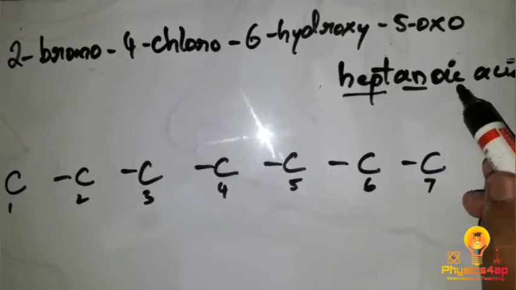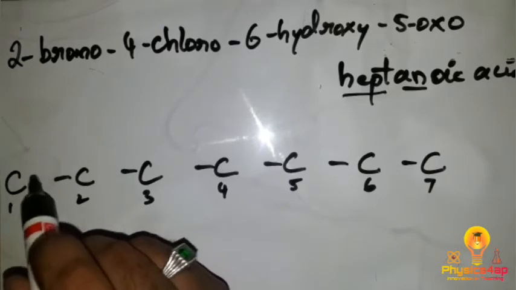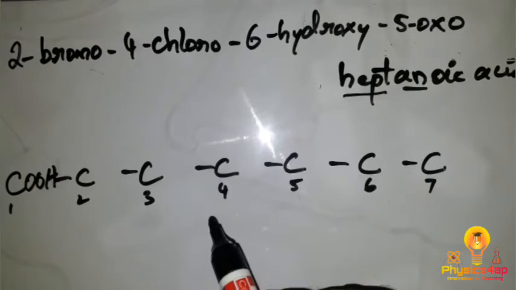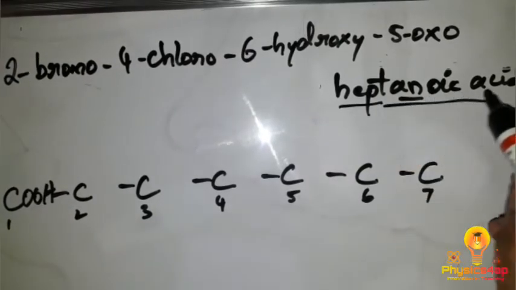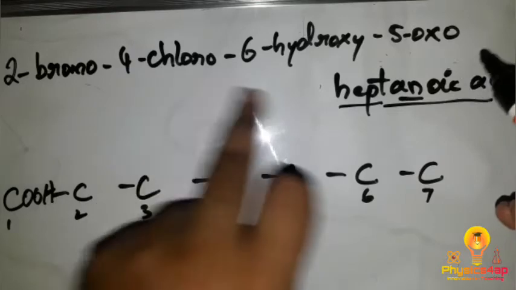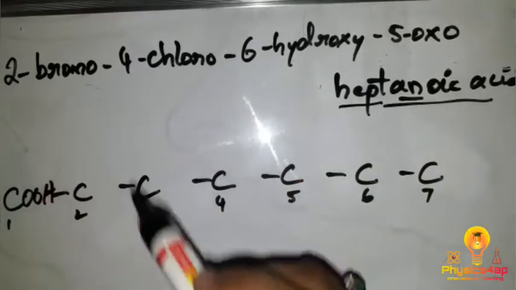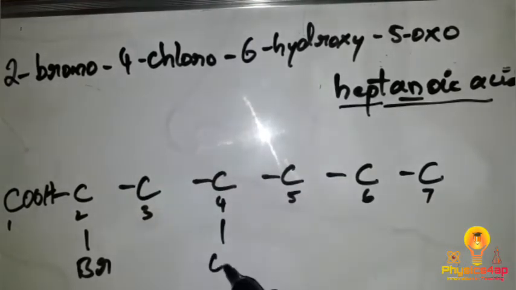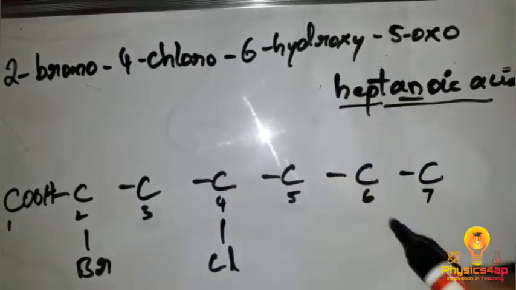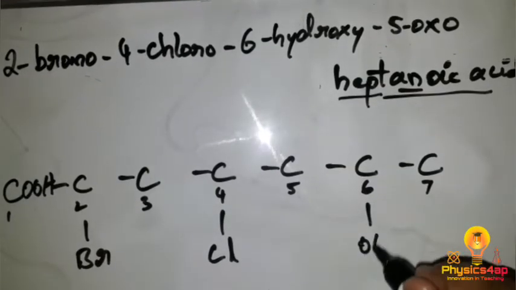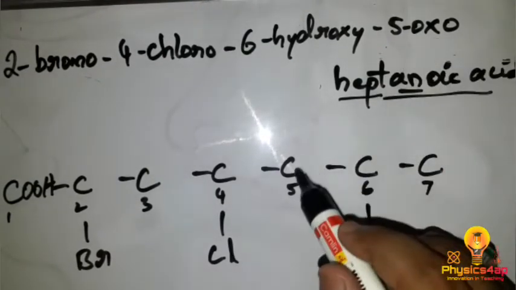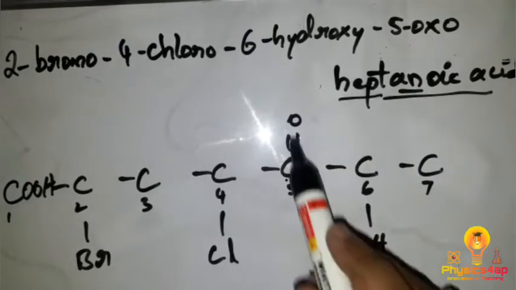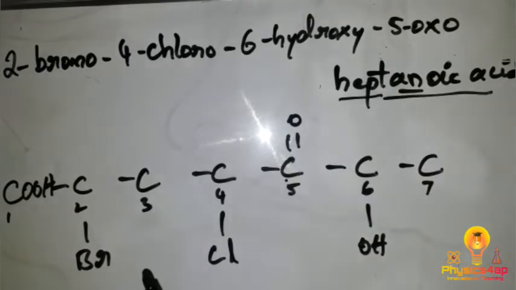Oic acid is the carboxylic acid, so that is COOH. Already we have CO here, OH, and the root word, the bond and the suffix are completed. Now let us go for the prefix part. 2-bromo, that is, in the second position we have bromo, fourth position chloro, sixth position hydroxy, that is OH, and fifth position oxo, that is the ketone group. The formula is C double bond O. Already we have C here, so double bond O.